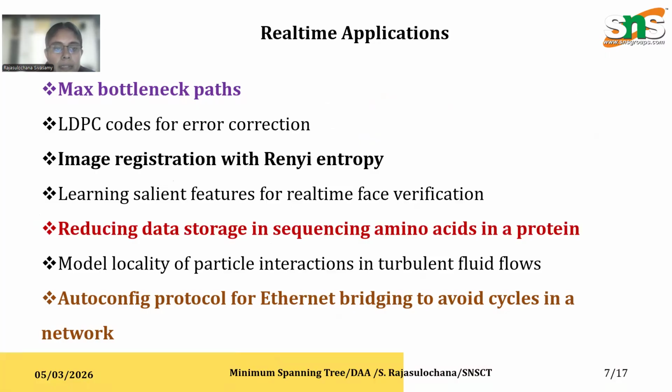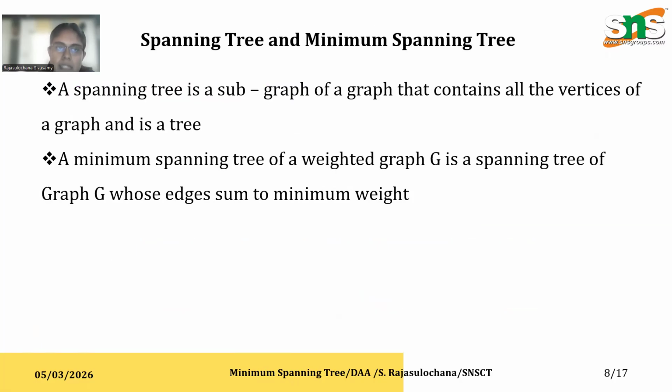Here are some of the real-time examples of spanning tree. If you want to find the maximum bottleneck path, you can go for spanning tree. Also LDPC code for error correction, image registration with any entropy, identifying the salient features for face verification in real time, reducing the data storage in amino acid and proteins, and auto-config protocol for Ethernet bridging to avoid cycles in a network. All these can be solved with the help of spanning trees.